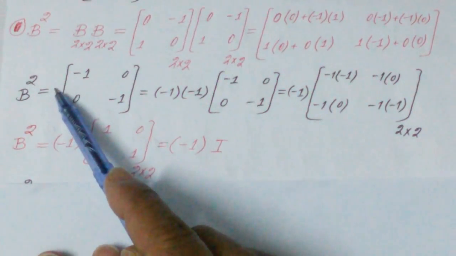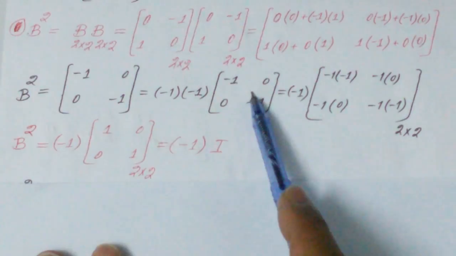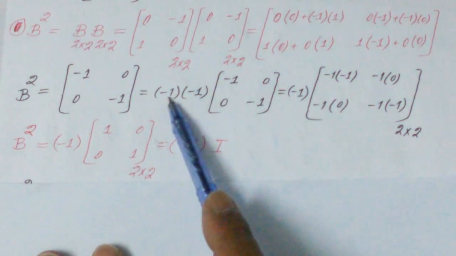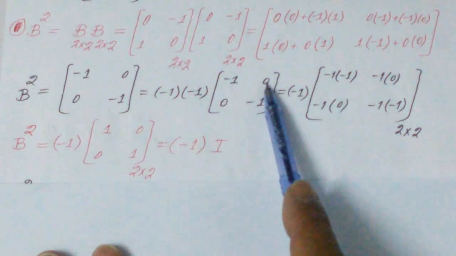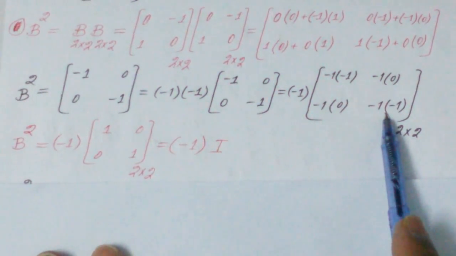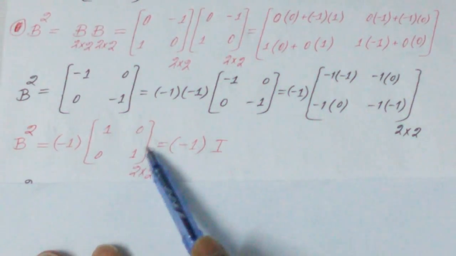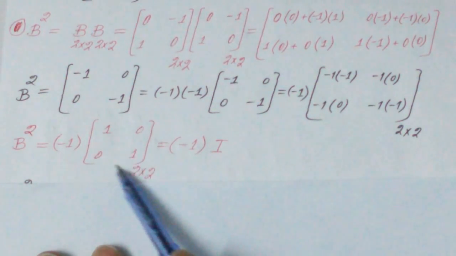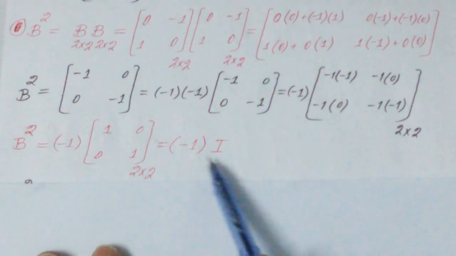Now here the quantity is plus 1. Plus 1 is equal to minus 1 multiplied by minus 1 multiplied by this matrix. Minus 1 is a scalar. Multiply each element by the scalar minus 1. Minus 1 multiplied by minus 1, minus 1 multiplied by 0, minus 1 multiplied by 0, minus 1 multiplied by minus 1. This gives minus 1 multiplied by 1, 0, 0 and 1. This is equal to minus 1 times the identity matrix, which is denoted by I.